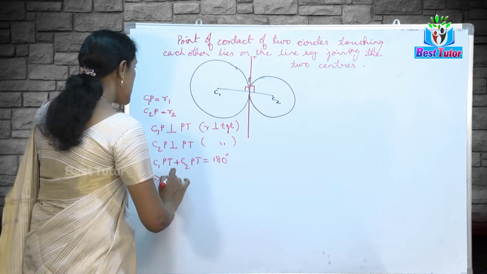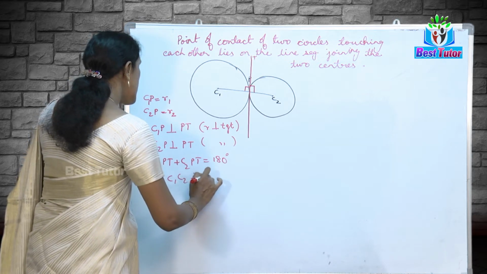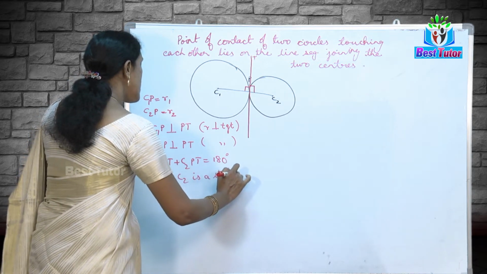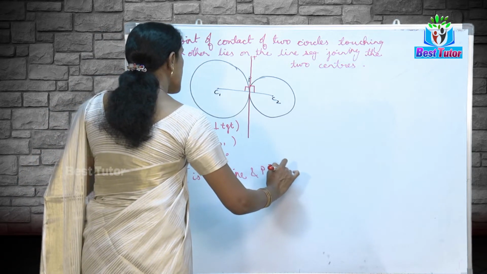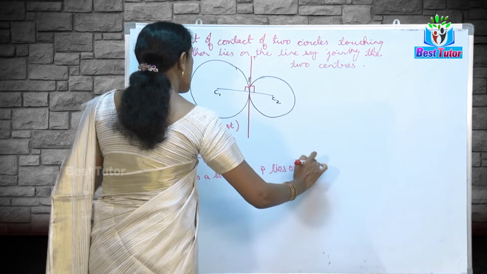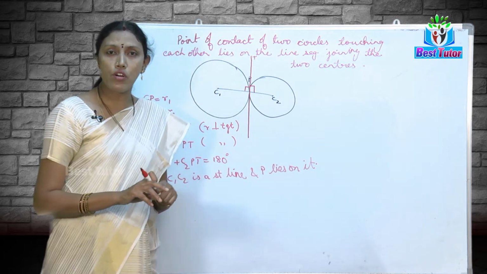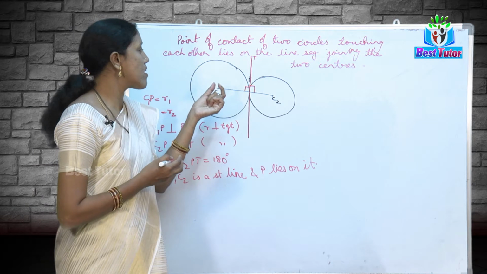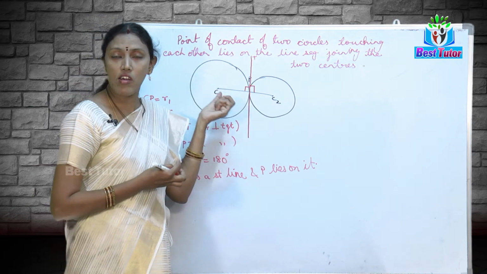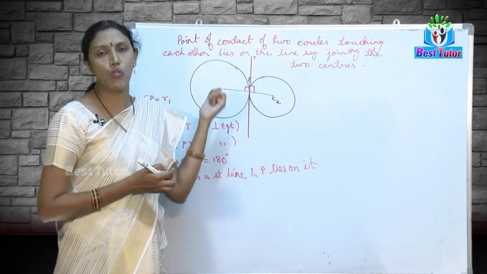This implies C1C2 is a straight line and P lies on it. Right, we have proved that the point of contact of two circles which are touching each other lies on the line segment joining the centers of both the circles.